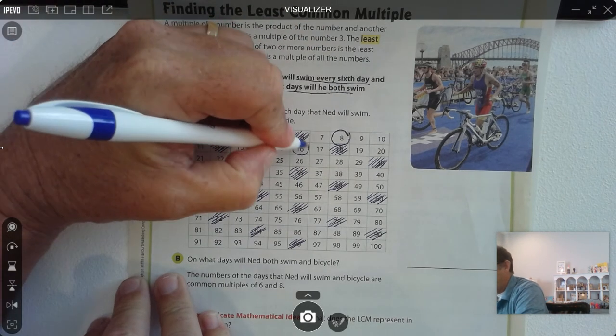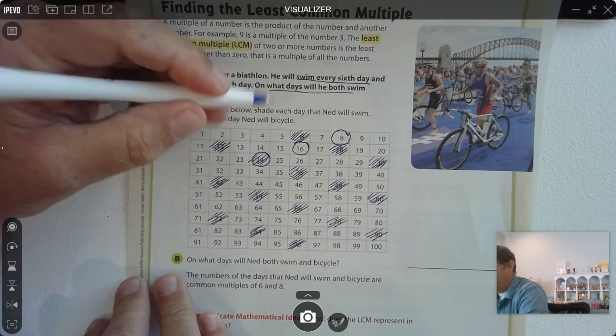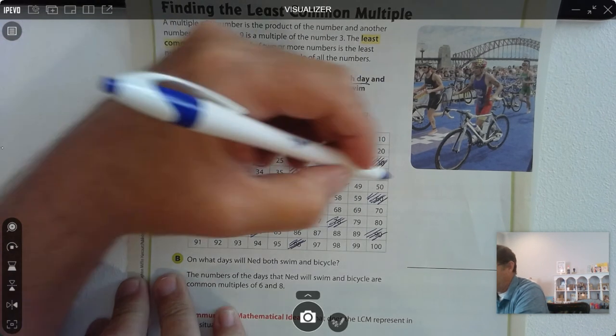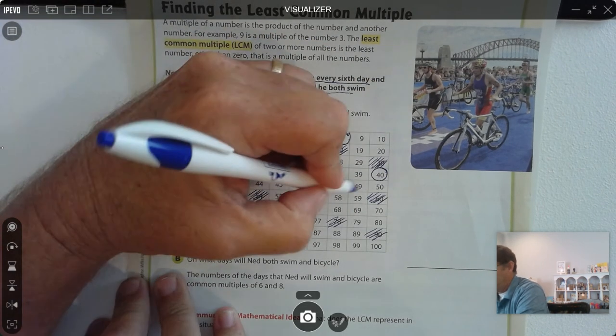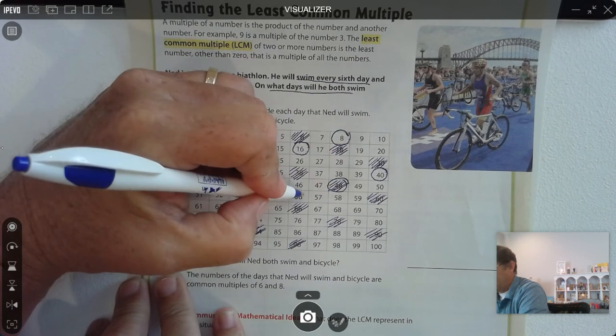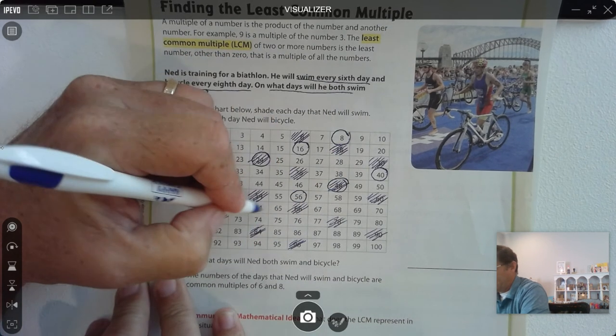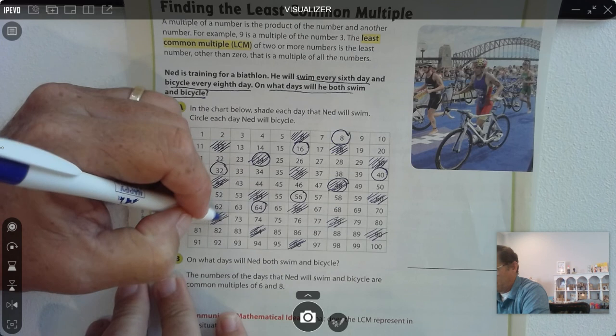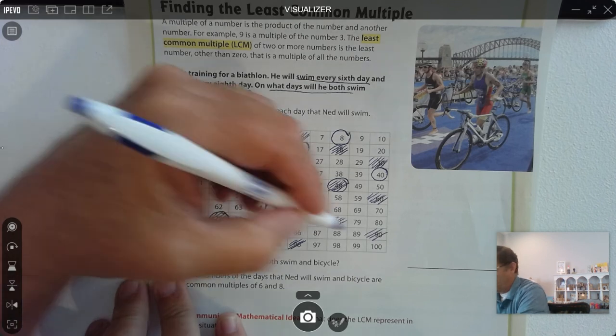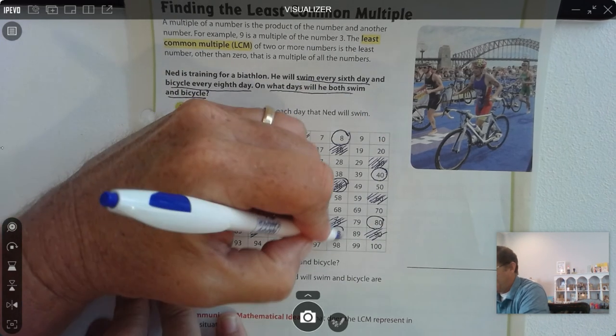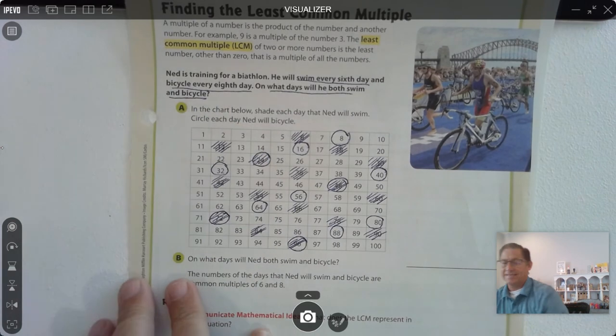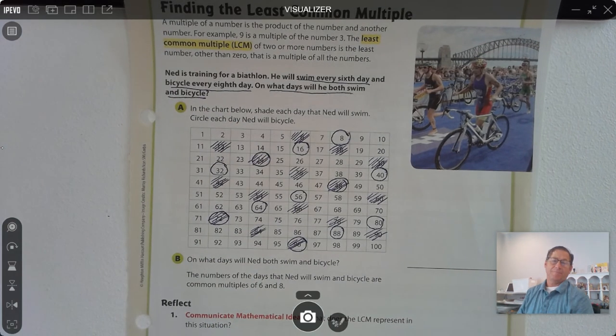So 8, 16, 24, 32, 40, 48, 56, 64, 72, 80, 88, 96. Okay, and so on what days will he both swim and bicycle? Those are the days where we've shaded and circled both of them.